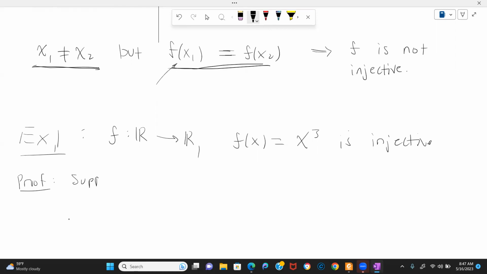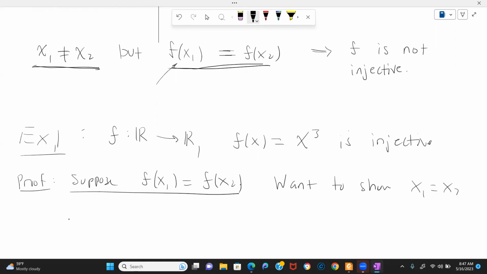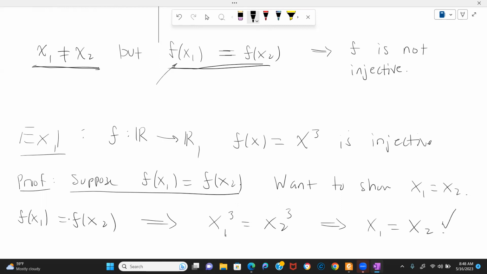Suppose f(x1) is equal to f(x2). Suppose you have the same output. We're assuming this, and we want to show that x1 actually equals x2, and that will prove that this function is injective. But f(x1) being equal to f(x2) implies that x1 cubed is equal to x2 cubed. You could just take a cube root at this point and conclude x1 is equal to x2. So that proves that this is injective.